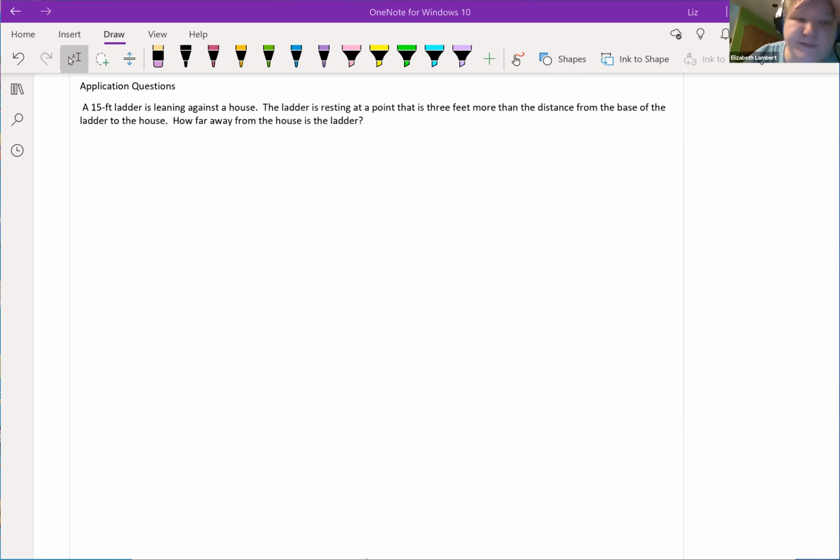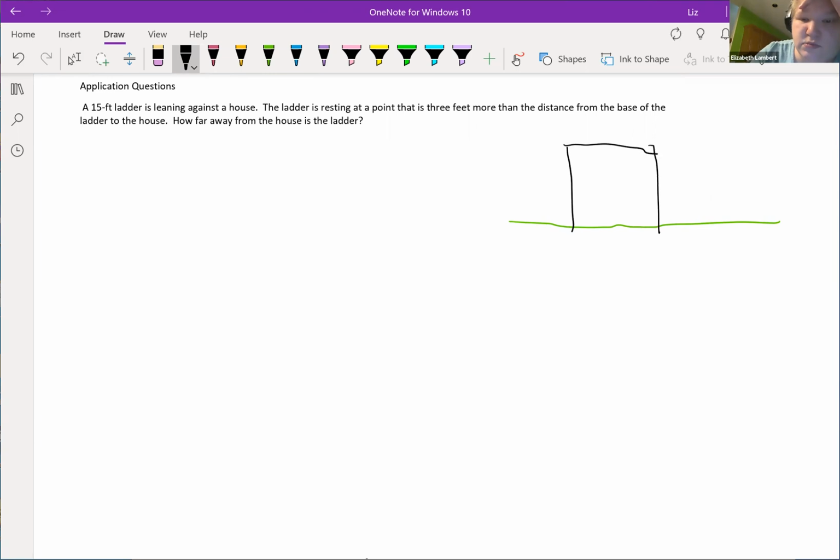All right, so here, a 15-foot ladder is leaning against a house. Now that ladder can lean a number of different ways, but we need to draw it. Ground, you know what, green is a ground color. House. There, door, house. Yes, I know it's a horrible house. I don't care, it's my house. And then we have a ladder. It's leaning against the house.